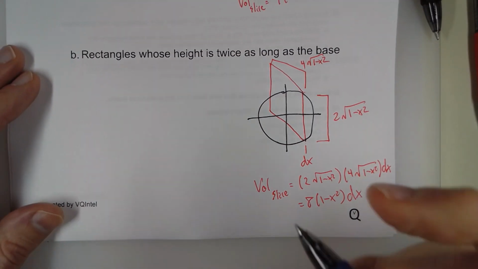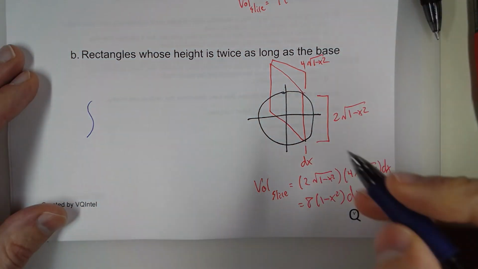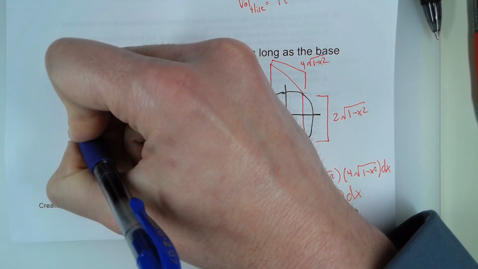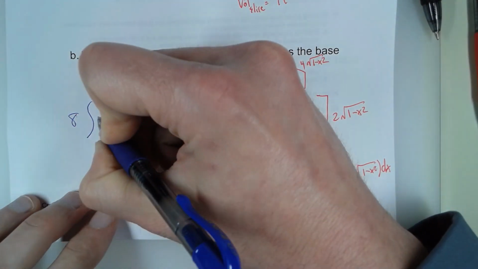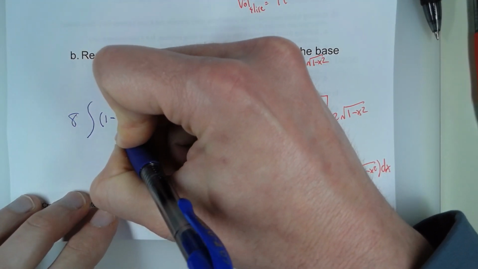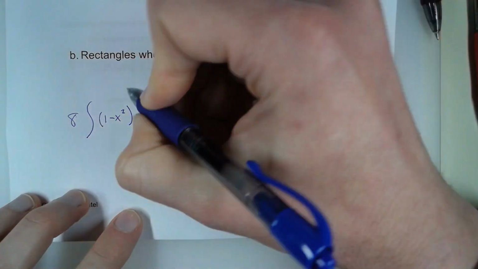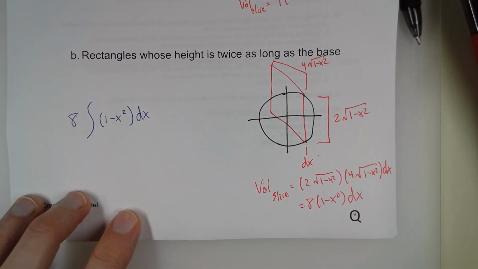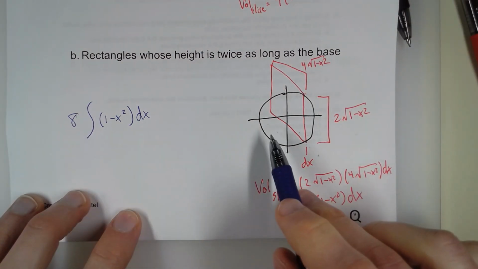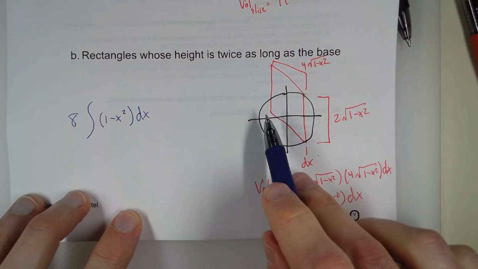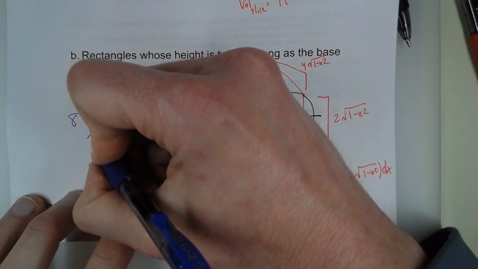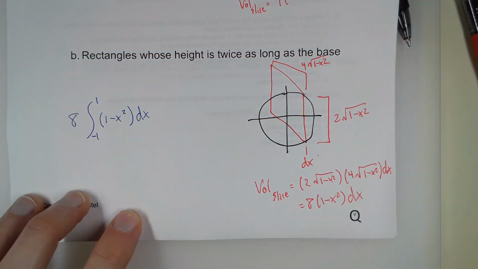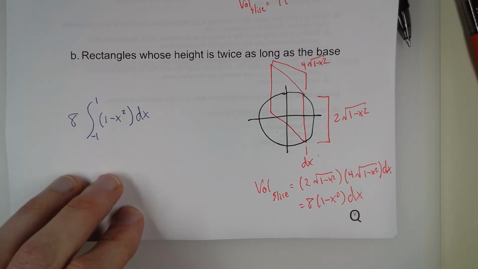Now if I want the total volume, I take this slice, and some people will put the coefficient out front. You don't have to, but you can. Especially on the AP test, they will put any coefficients out front, so don't let that freak you out. We're adding up all the slices from negative 1 to 1. So there is our integral for letter B.